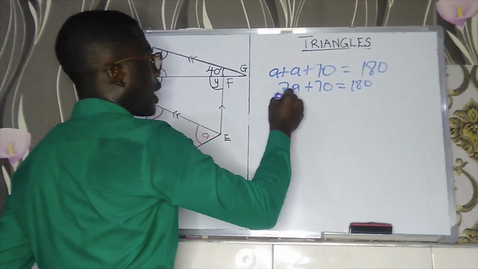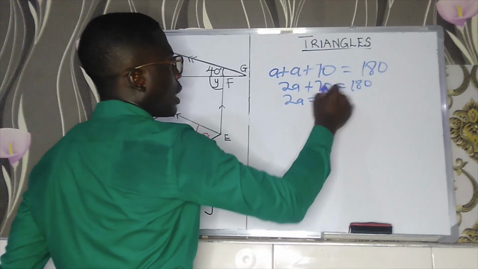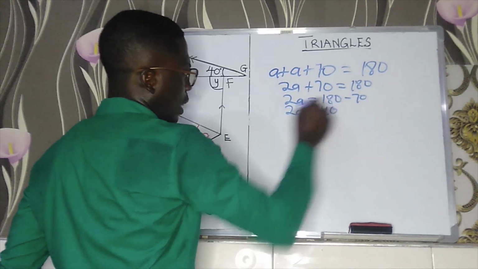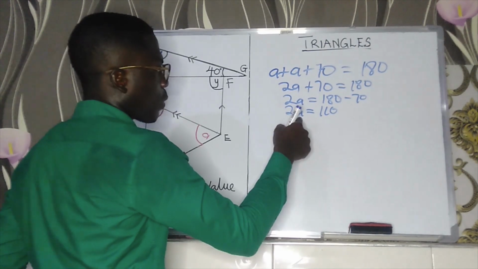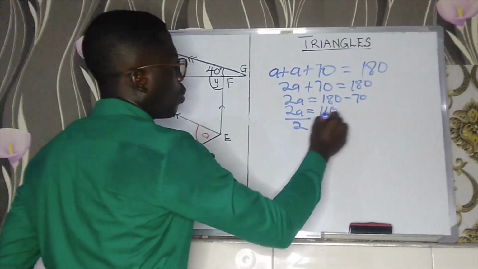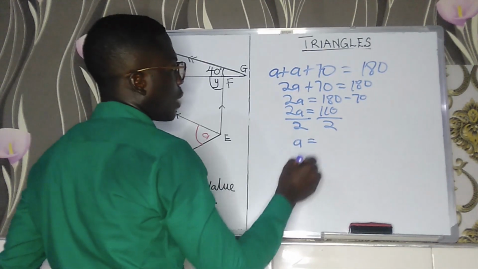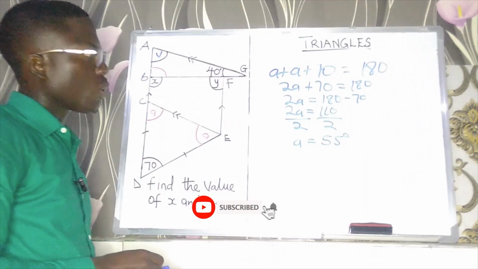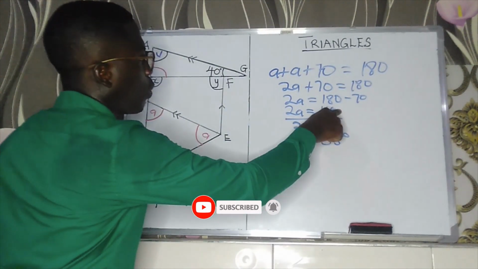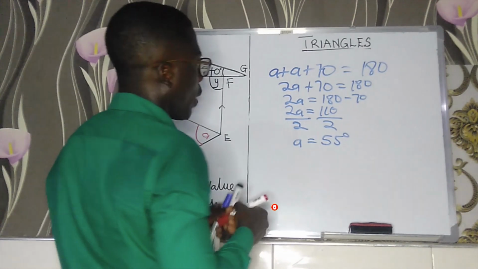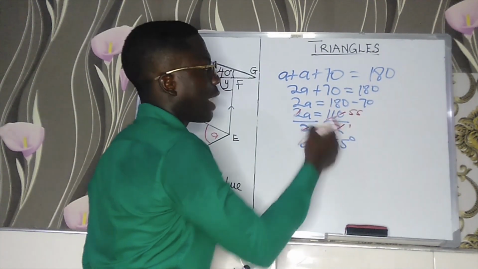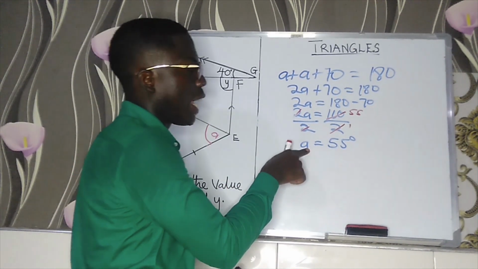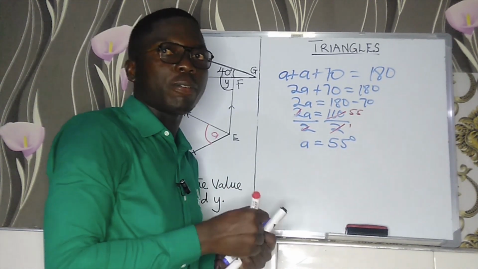We transpose this one here. We have 2A equals 180 less 70. We have our 2A equals 110. And in order to solve for A, we divide both sides by 2. Then our A is 55 degrees here. Good. So 110 divided by 2 is what? 55. So the 2 cancels the 2 out, and the final answer is A is equal to 55 degrees.